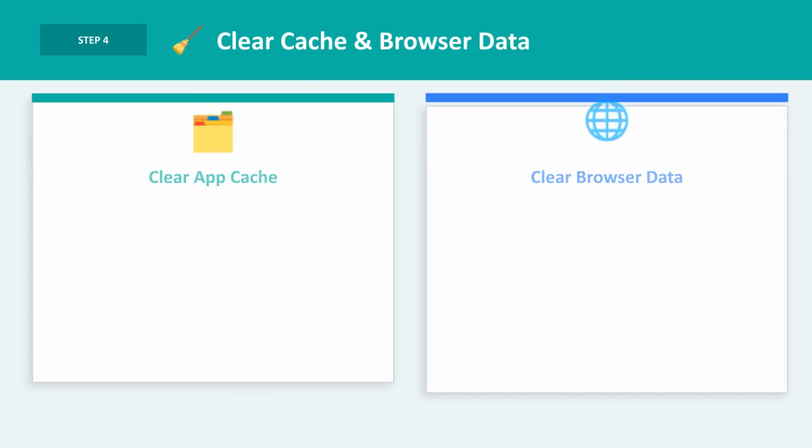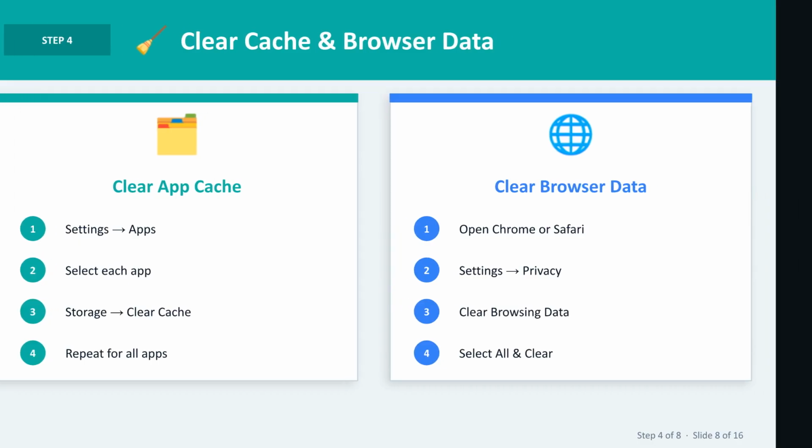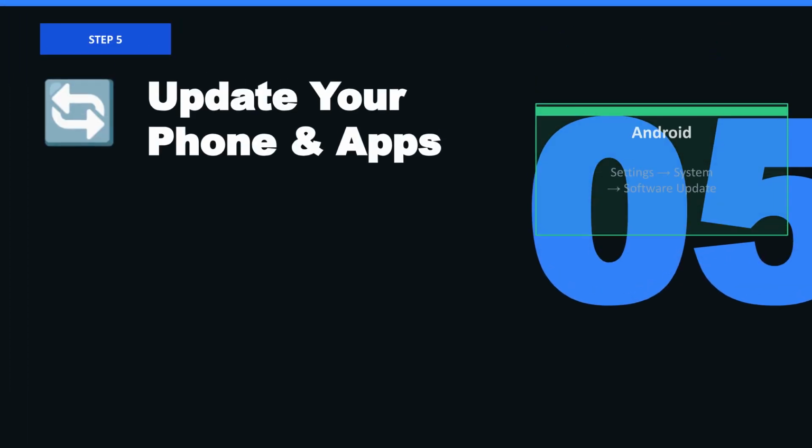Step 4. Clear cache and browser data. For apps, go to Settings, Apps, select each app, and clear the cache. Repeat for all applications. For browser data, open Chrome or Safari, go to Privacy, select Clear Browsing Data, and confirm Clear.